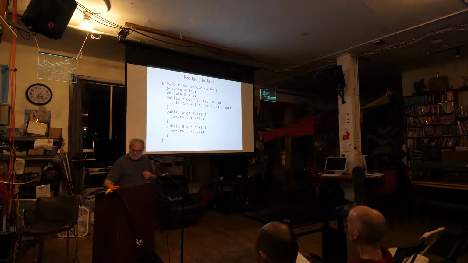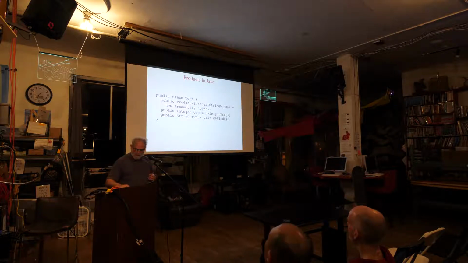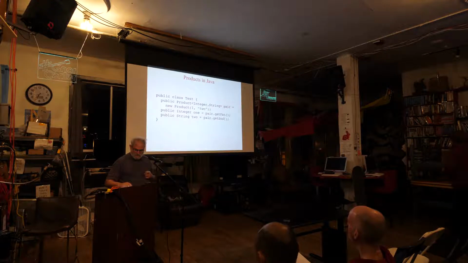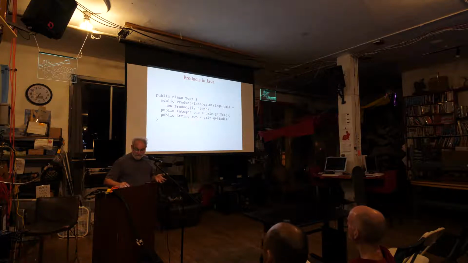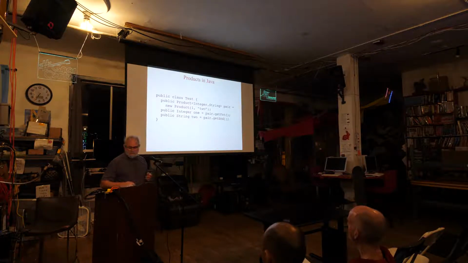And then to use that, we could build up an integer-string pair by applying product to the integer 1 and the string 2. And then to get the things out, we would use get first to extract the first component and get second to extract the second component. So that's what it looks like in Java.